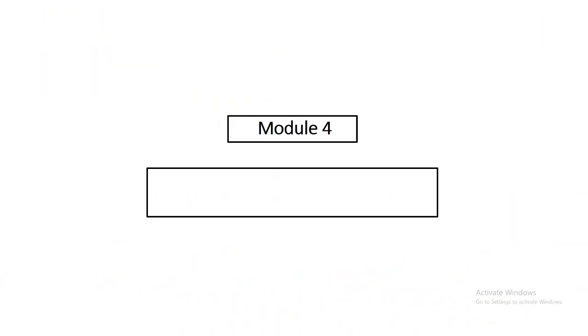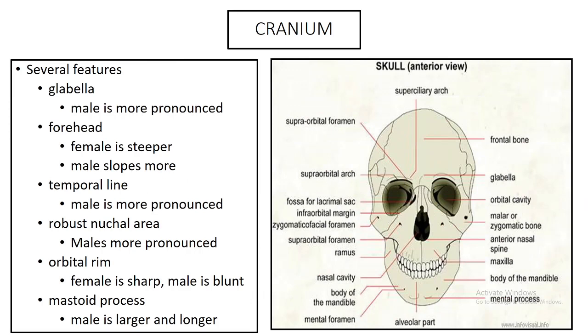In this video, we are going to see the sex estimation or determination with the help of the skull. As we know, the skull is made up of the cranium and the bones of the face. It consists of several features like glabella, forehead, temporal line, robust nuchal area, orbital rim, and mastoid process. All these features we can use for the determination of sex.